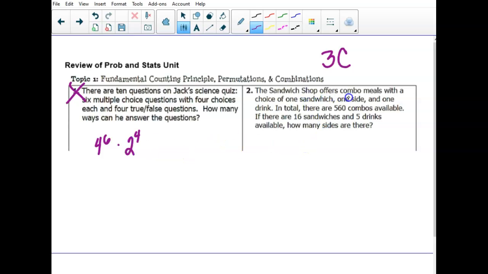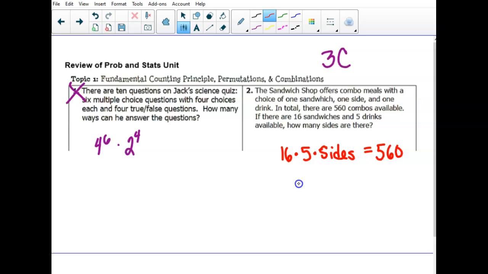Okay. The sandwich shop offers combo meals with a choice of 1 sandwich, 1 side, and 1 drink. If there are 560 combos available, there are 16 sandwich kinds and 5 drink kinds. How many sides are there? This is like a reverse of what I would ask on the quiz, but when you have combination choices and you just want the total number of choices, you just multiply. So they took 16 sandwiches times 5 drink choices times some number of sides, which I could call X, and they ended up with 560 combinations. So how would we work backwards to find the number of sides?